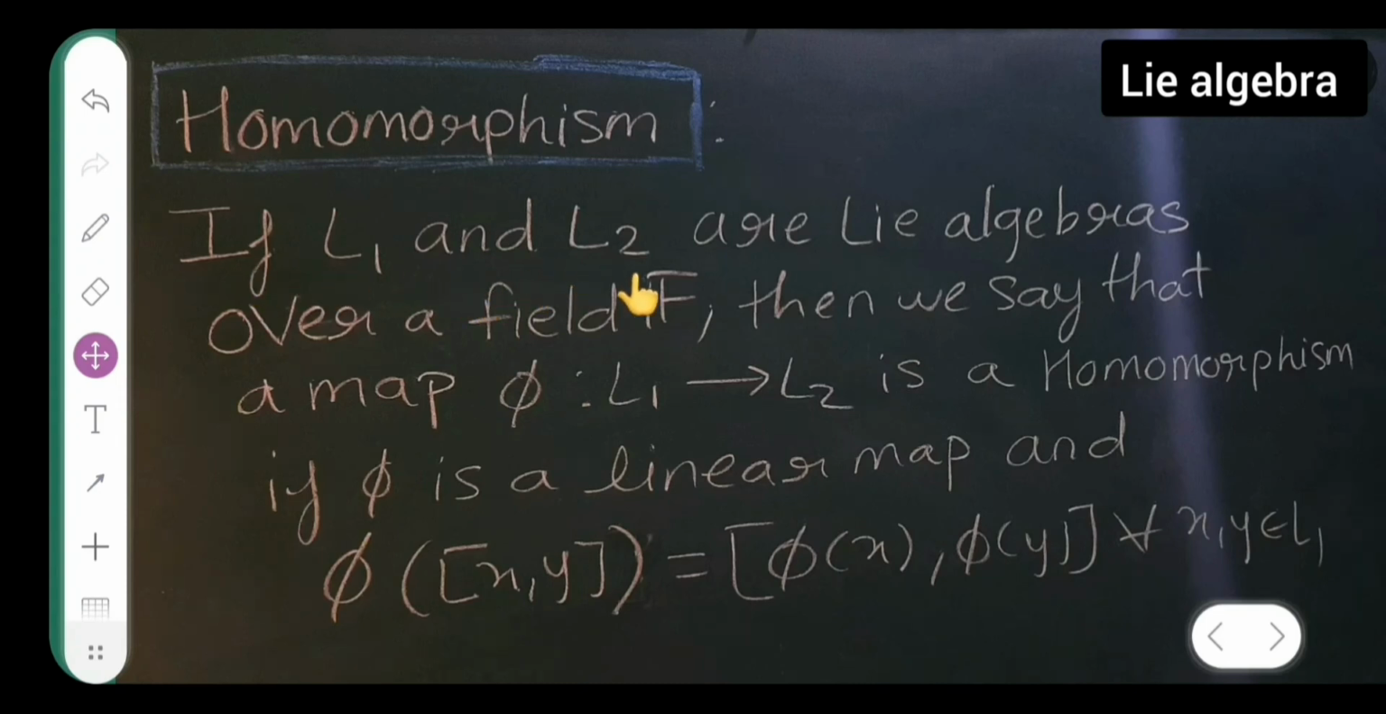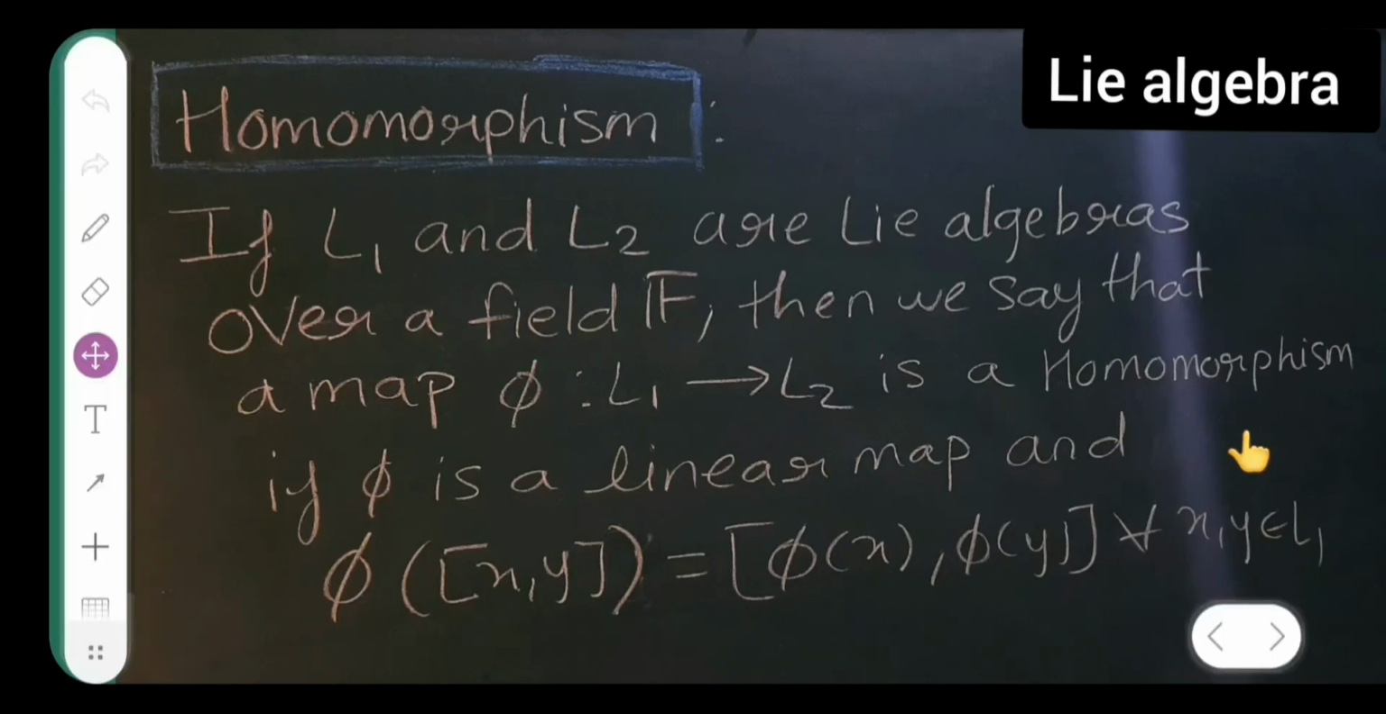If L1 and L2 are Lie algebras over a field F, then we say that a map phi from L1 to L2 is a homomorphism if phi is a linear map and phi of Lie bracket of x comma y, and this is the normal bracket, is equal to Lie bracket of phi of x comma phi of y for all x comma y belongs to L1. Now x comma y will belong to this L1. Okay, this definition is very important. Please understand and learn this definition.